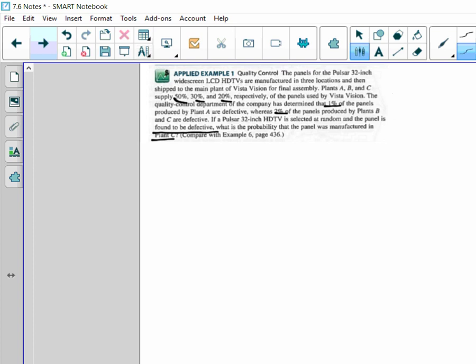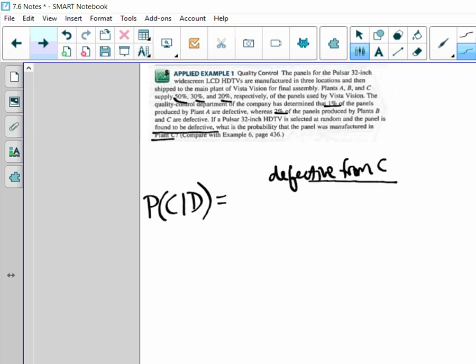So I'm really trying to find the probability that it's from plant C given that we know it's defective. So on the top, I'm going to do defective from plant C over adding up all the defective probabilities, right? That's how I'm going to write it.